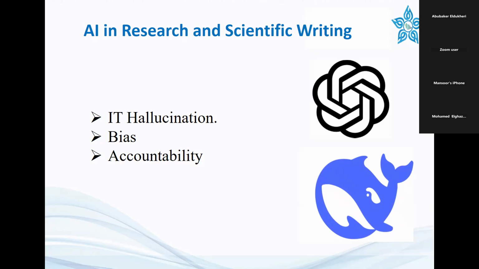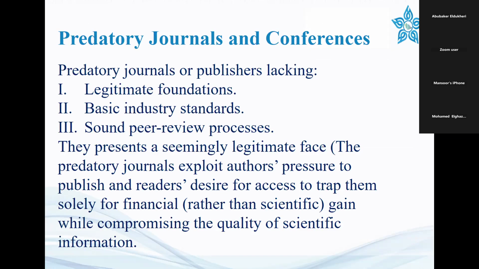Also, there is bias. Whatever you search a lot, they start giving you information about it. And even the AI itself is very smart. If you want to know something, it will keep giving you whatever you like in order to please you. Also, AI cannot be held accountable, and we do not rely on something that cannot be held accountable. That's why we assume that AI in scientific writing is not acceptable.